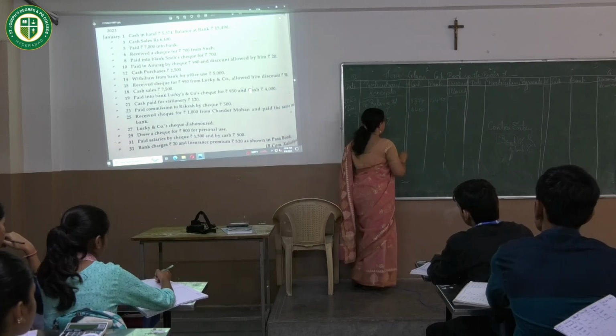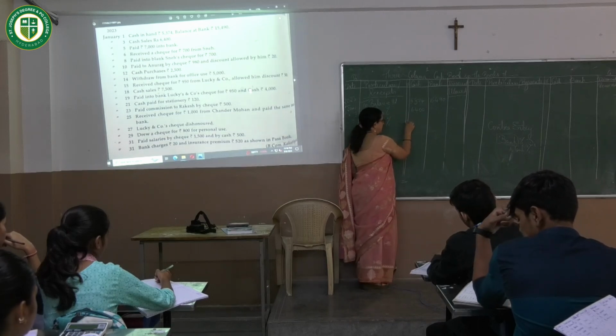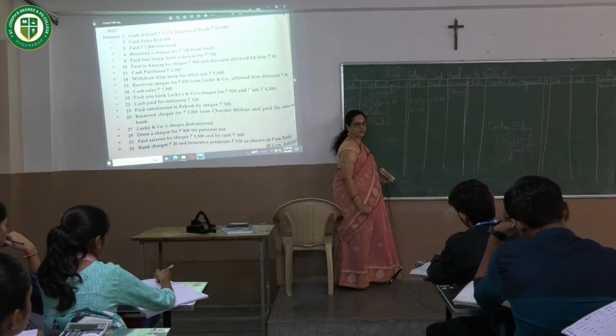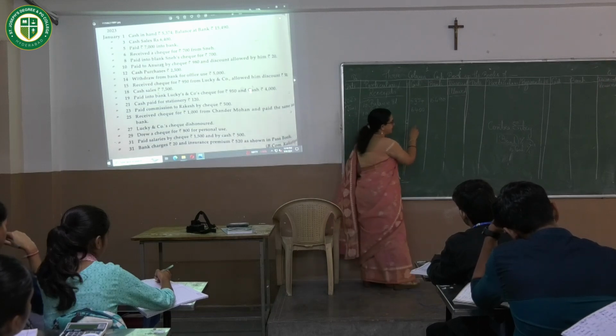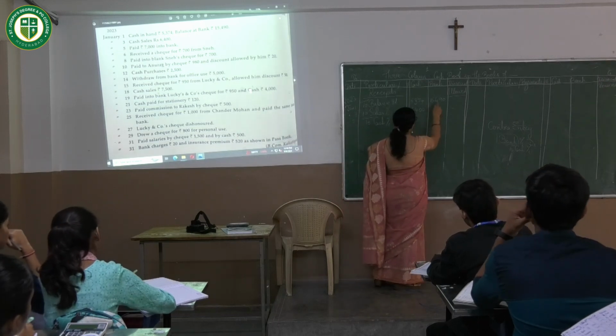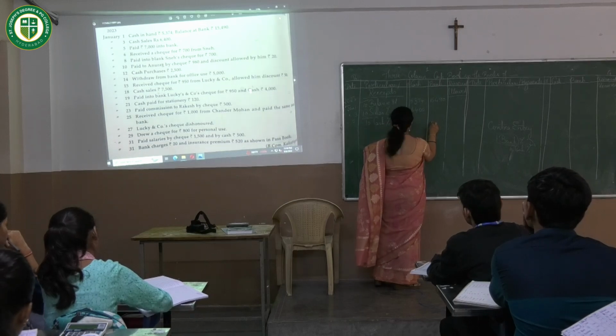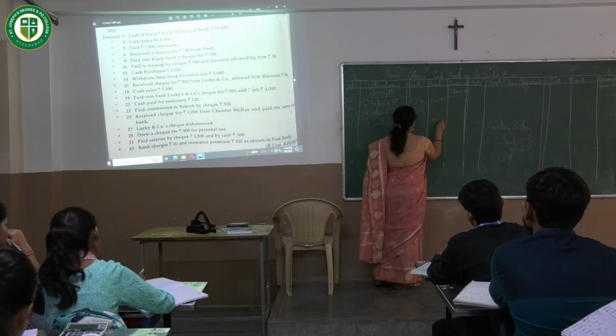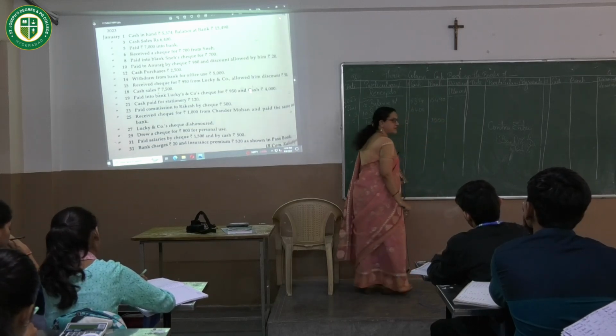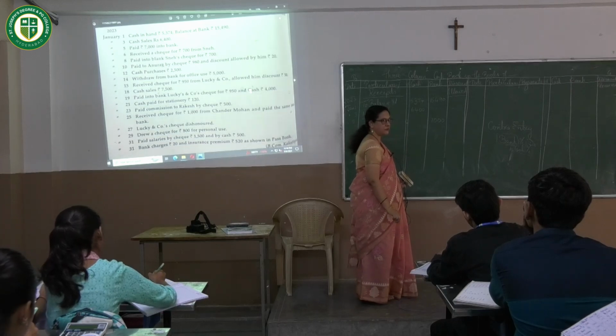So write that to cash account. To denote that it is a contra, in the LF column you have to record the letter C, capital C. And then come to the bank column and write the amount. How much did we pay into the bank? The amount paid into the bank is 7,000 rupees.